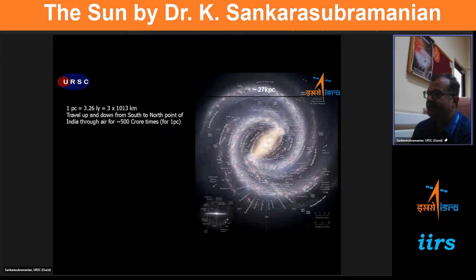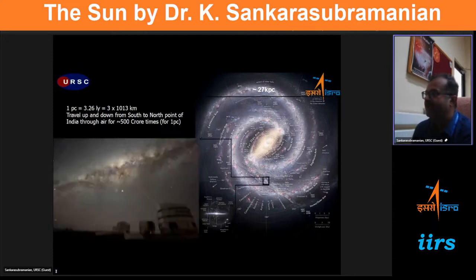The universe spans about 27 kiloparsec, which is a distance. If you want to travel from south to north of India, you have to travel some 500 crore times to cover this one parsec. And of course, our universe is 27 kiloparsecs. You can see the vastness of the space in this.